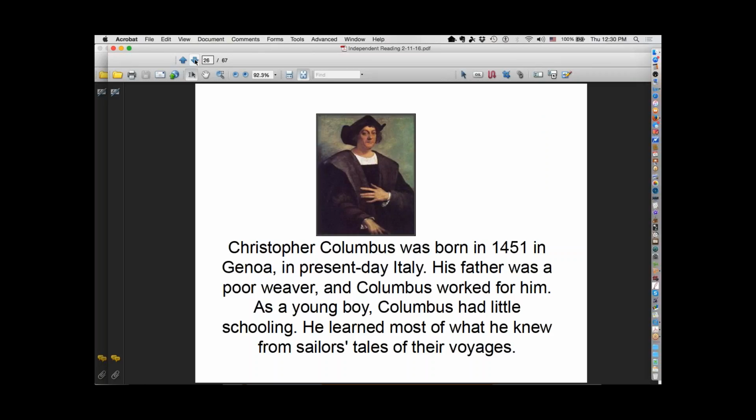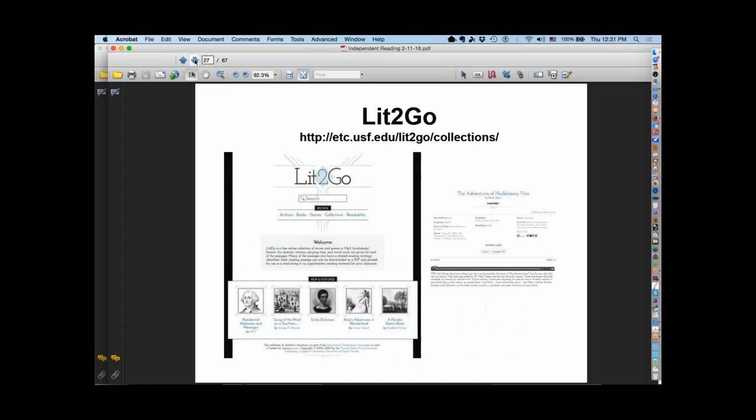So you can see that this is a fairly complex text. This is not at that very easy reading level. This is certainly not a primer, pre-primer book, but it's giving us lots of great information, and it's an enrichment text in terms of the topic of Christopher Columbus.